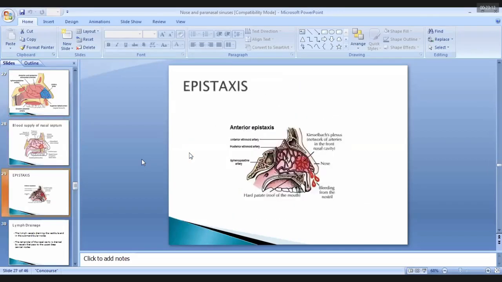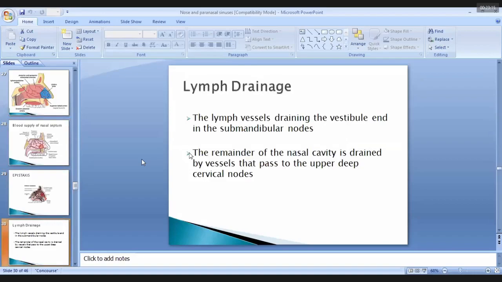Now, the lymphatic drainage of the nasal cavity: only the vestibular part, the anterior part of the nasal cavity, is drained by the submandibular group of lymph nodes. The remainder of the nasal cavity is drained by the deep cervical group of lymph nodes.